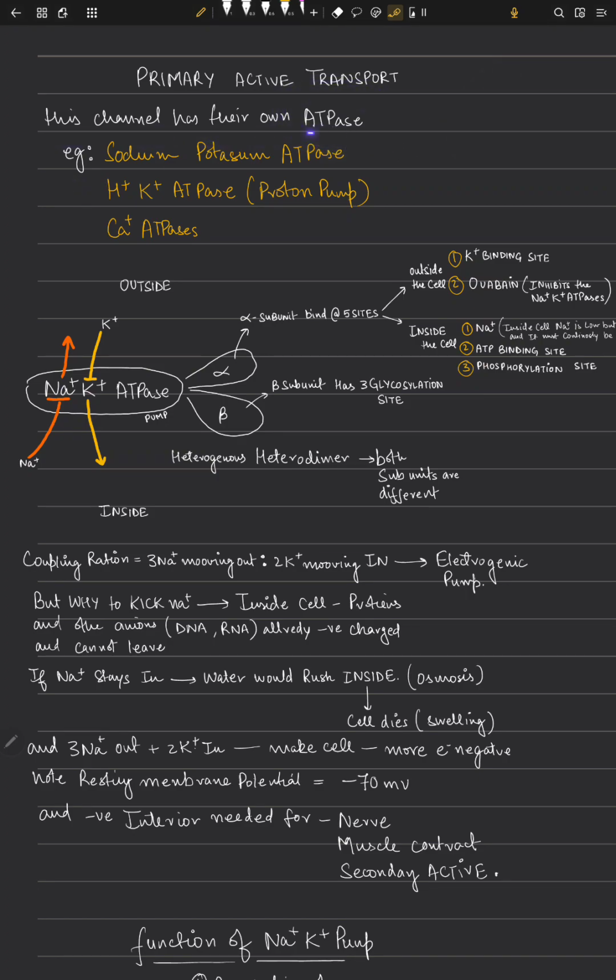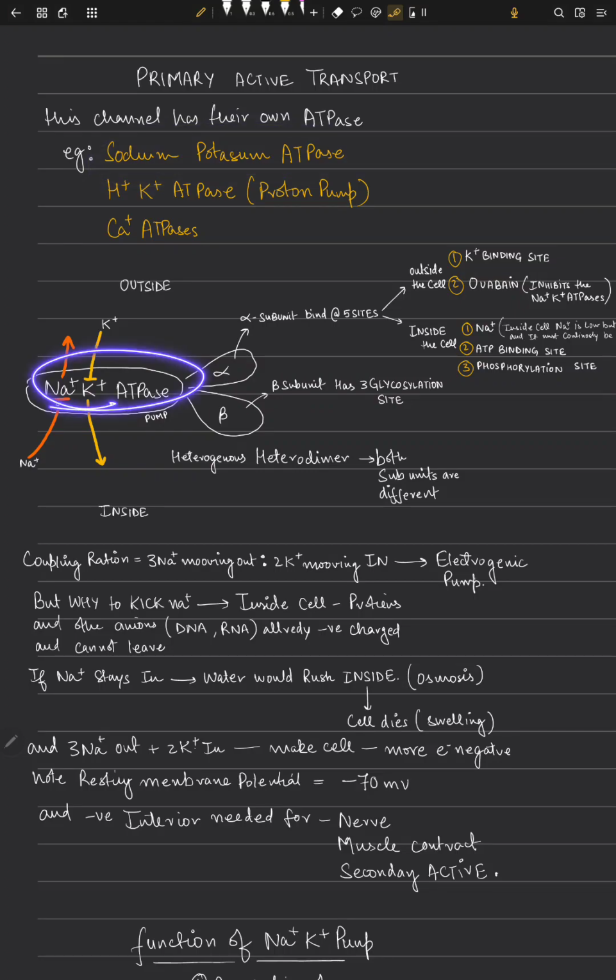One of the pumps is sodium potassium ATPase. Another is H plus potassium ATPase, the proton pump. It's hydrogen, by the way. Then calcium ATPase. The concept is that there is transfer of ATP and the substance can travel. That's the concept. So let's talk about sodium potassium ATPase.